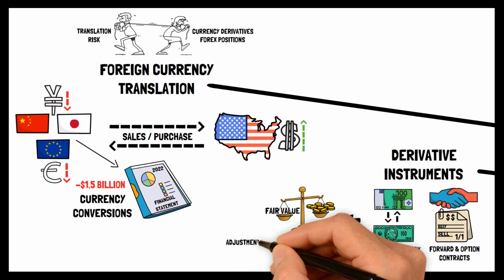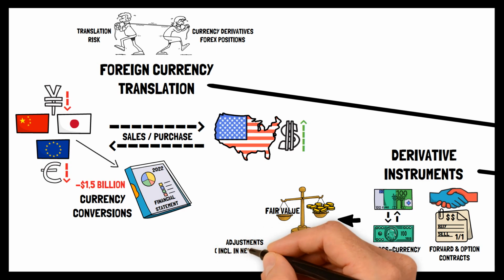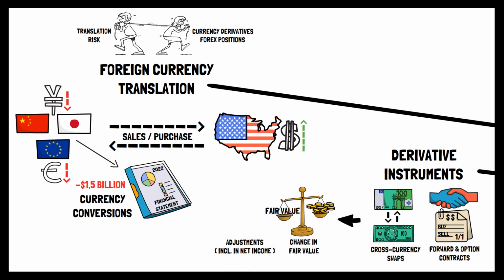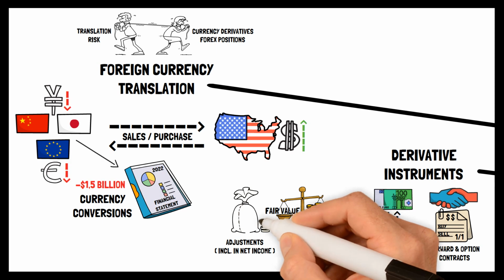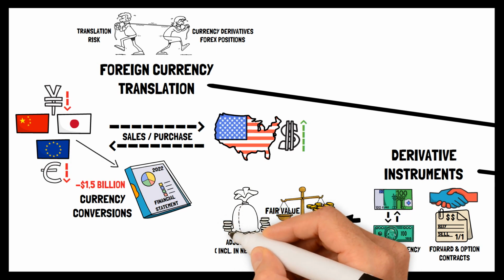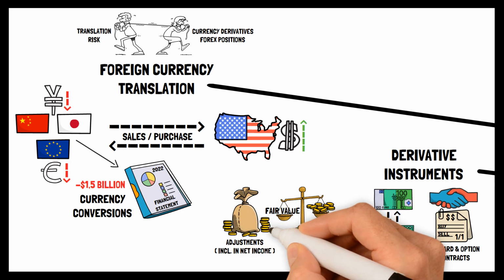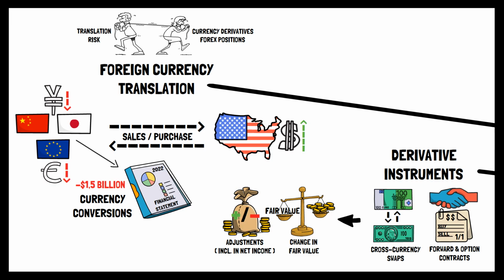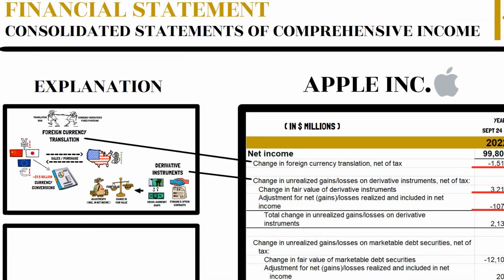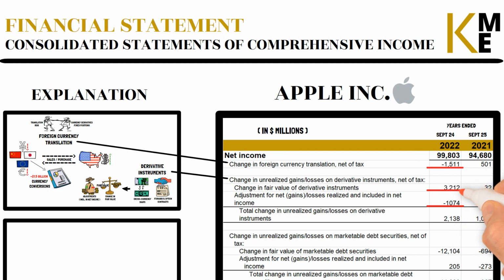Adjustment for net gains or losses realized and included in the net income refers to how an item, which in this case is a derivative instrument, transforms from being an asset into cash. These changes cause a positive impact, a gain, or negative impact, a loss, depending on the prior recorded value. Summed up, the change in fair value for the derivative instruments, minus or plus if it's a gain, the adjustment for net gains or losses realized and included in net income equal just above 2 billion for 2022.